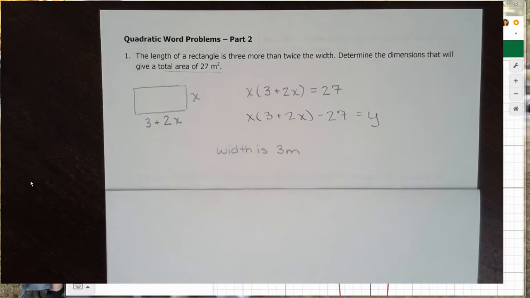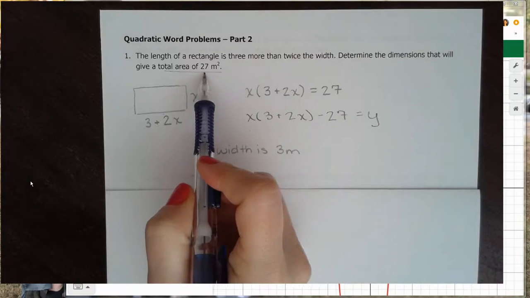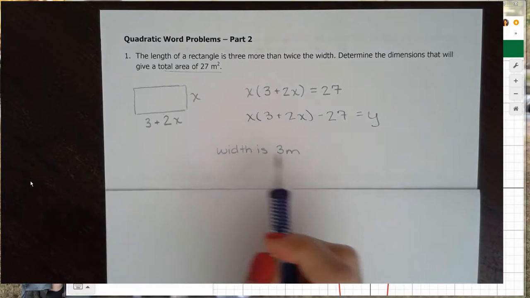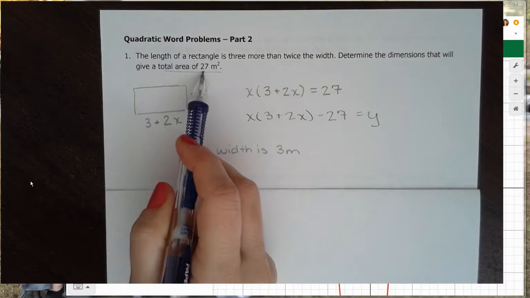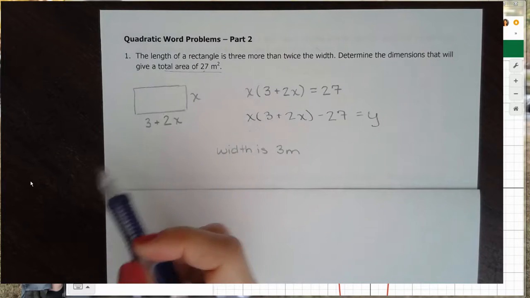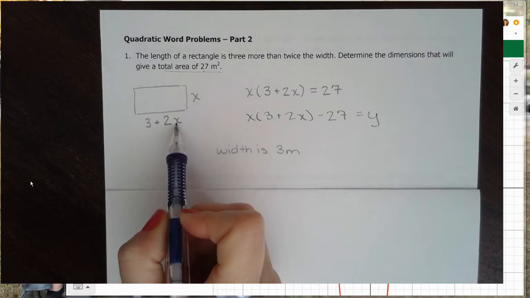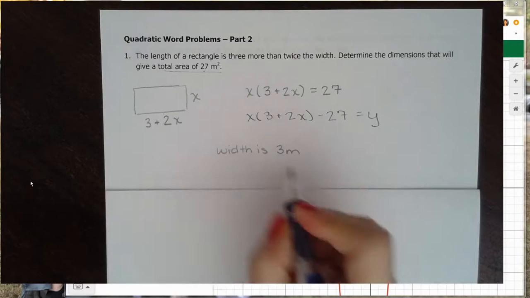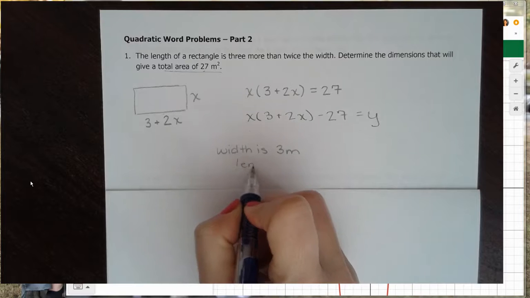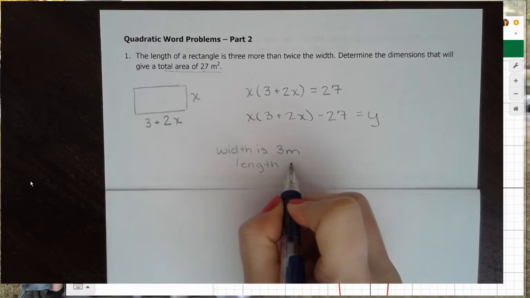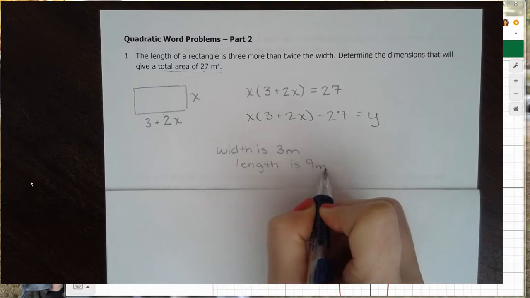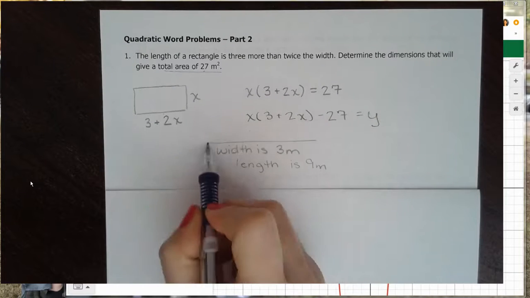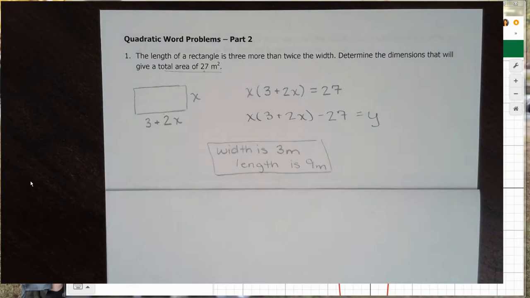And then I need to find the length. Well, there's a couple ways I could go about this. My total area is 27. So what times 3 would give me 27? Or I could come in here and substitute 3 and do 2 times 3 plus 3. Either way, we're going to get that the length is 9 meters. So this would be my solution.